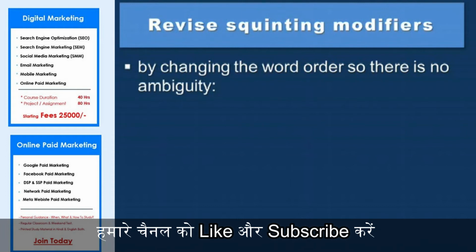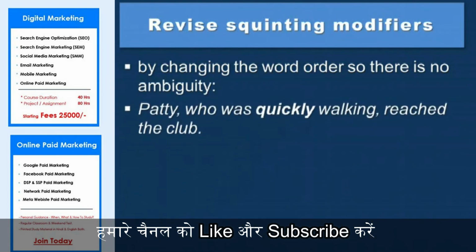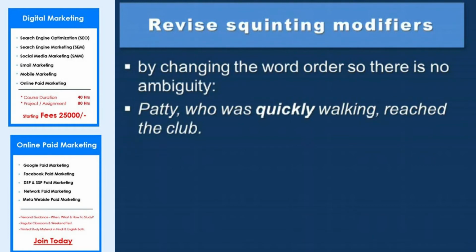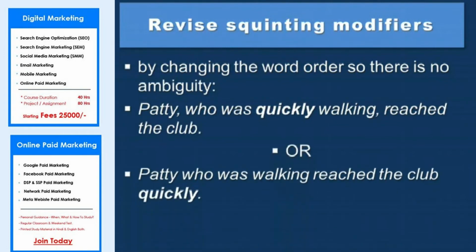So Patty, who was quickly walking, reached the club. That's one way. Now here in this sentence, if you can notice, there is no ambiguity. Quickly refers to walking only, and that does not refer to reaching the club. Or you could also say, Patty, who was walking, reached the club quickly. In this case, if quickly is coming at the end, it modifies reaching and not walking.